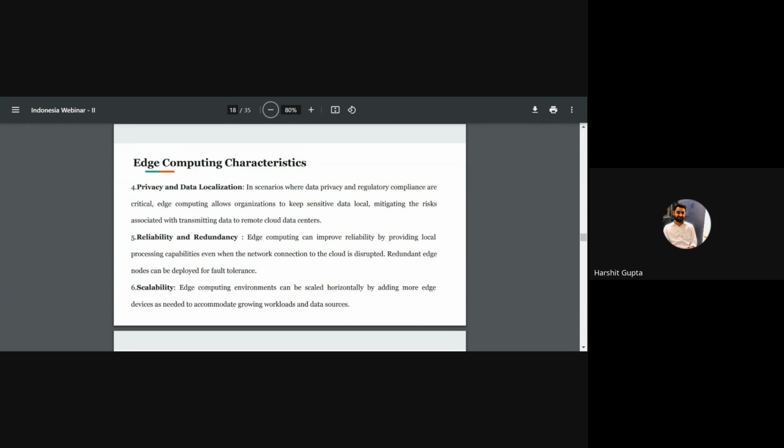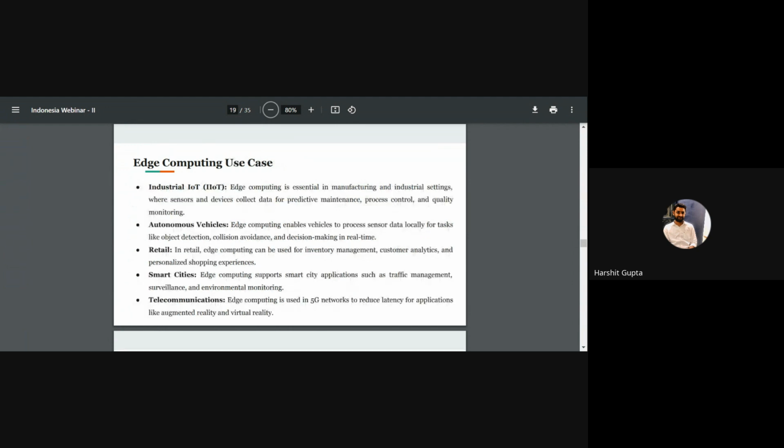In terms of scalability, it can be scaled horizontally by adding more edge devices as needed to accommodate growing workload and data sources. So we can increase our edge nodes to increase the limit of the computation. If we build our entire system this way, it will not only increase its computation but also provide more benefits. In that case, we can easily scale our system through edge computing.